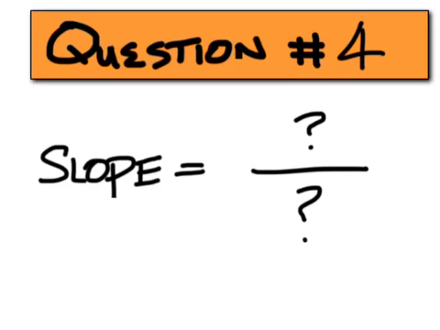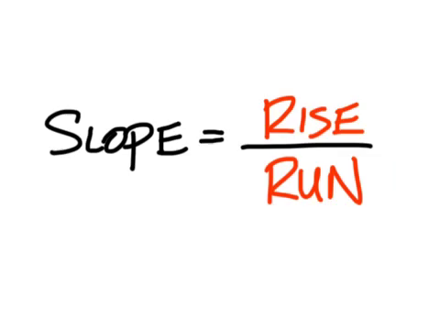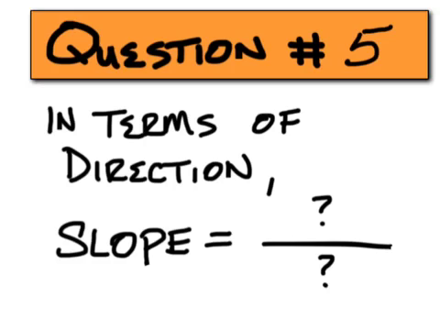Question 4, slope is something over something in terms of words. Slope is something over something. Rise over, and this is a walk by. You're going to come through with the word that goes underneath. The answer, of course, is run. Slope is rise over run.